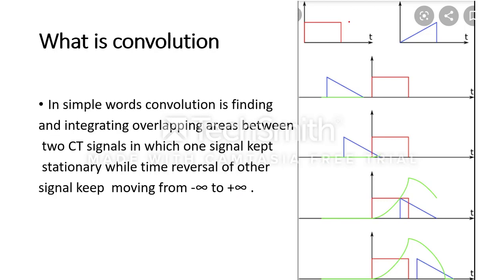Suppose we are having two signals, x(t) and h(t). This is the x(t) signal and this is the h(t) signal. The x(t) signal will remain constant and we will take the folding operation of h(t) and keep shifting the h(t) signal from minus infinity to plus infinity, and we will find the overlapping area. This green curve shows how the overlapping area first increases, but as soon as the blue triangle starts going away from the red triangle, the overlapping area is going to reduce.